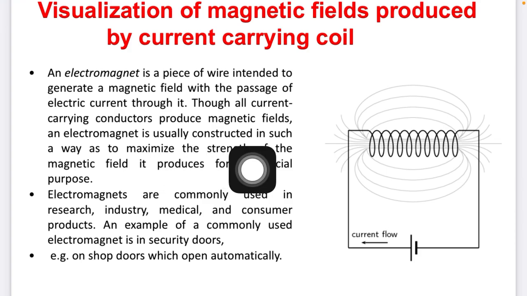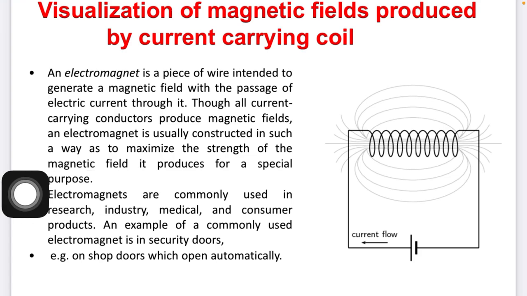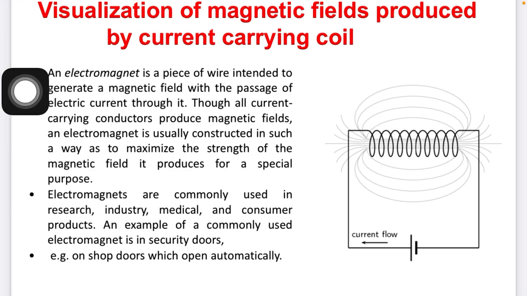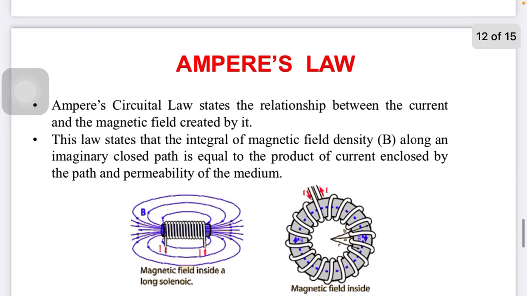Electromagnets are usually constructed in such a way that the maximum strength of magnetic field is produced for a specific purpose. So electromagnets are commonly used in research, industry and medical to consumer products. For example, electromagnets are commonly used in security doors, so the door opens or closes automatically. Okay, now these are the applications.